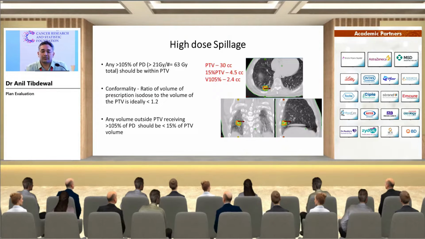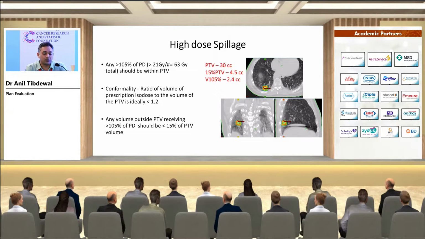Here, for example, the PTV volume is the same 30 cc, and 15% of 30 cc is 4.5 cc. Our volume of 105% of the prescription dose, that is 63 gray, is only 2.4 cc. So 2.4 cc is less than 4.5 cc. So it is also meeting our objective that the volume receiving more than 105% of the prescription dose should be less than 15% of your PTV volume.